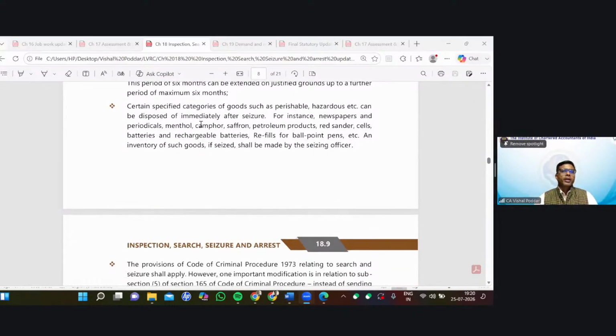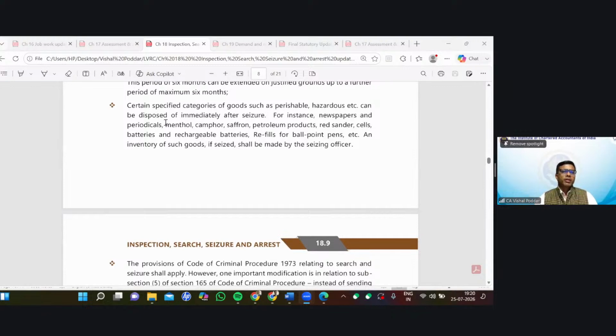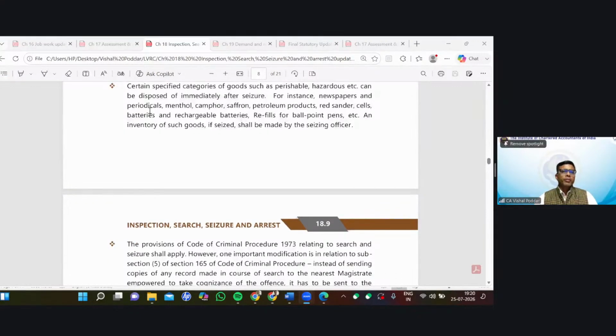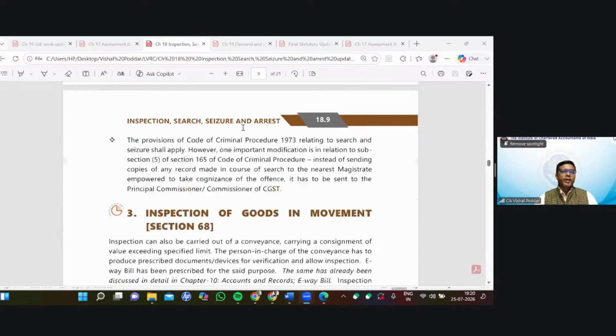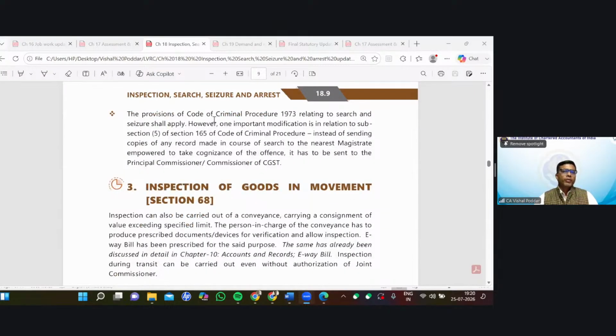Certain specified categories of goods like perishable, hazardous, etc. need to be disposed of immediately. For instance, newspaper, periodicals, camphor, saffron, petroleum products, razor blades, cells, batteries, refills for ballpoint pen, etc. and an inventory of such goods if seized shall be made. And finally, the provisions of the Criminal Procedure Code relating to search will apply.